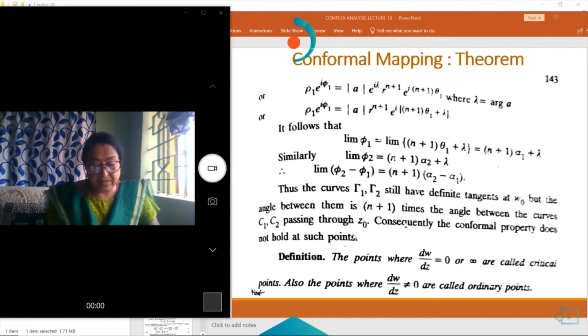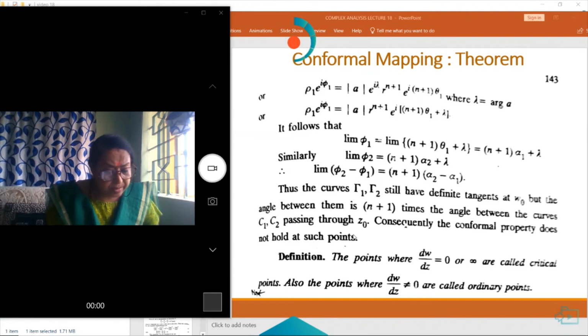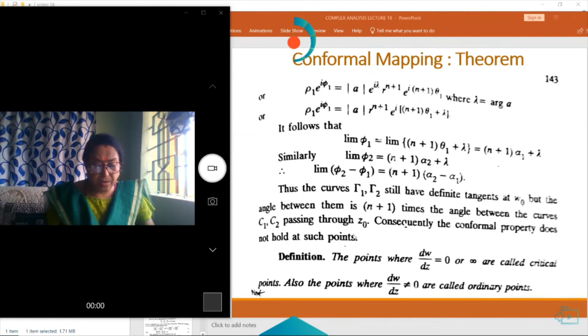Hence for the curves C1, C2 passing through z0, consequently the conformal property does not hold here.